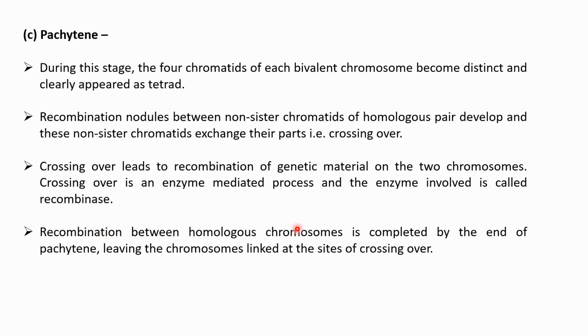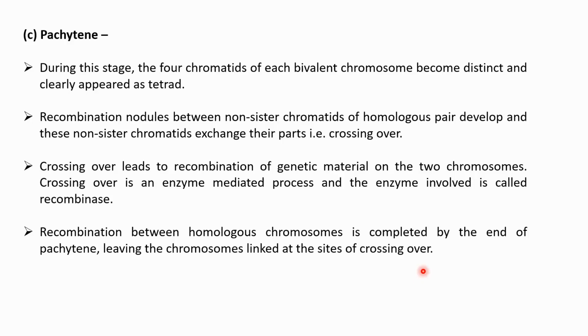So recombination between homologous chromosomes is completed by the end of the pachytene stage, leaving the chromosomes linked at the sites of crossing over. So wherever this crossing over happens, the chromosomes are linked with each other through that site.